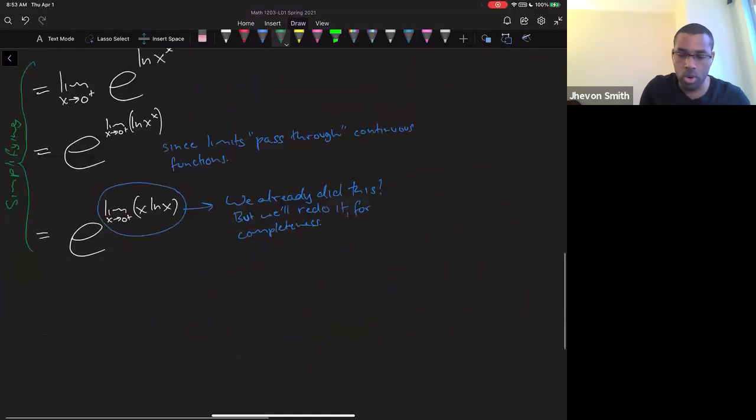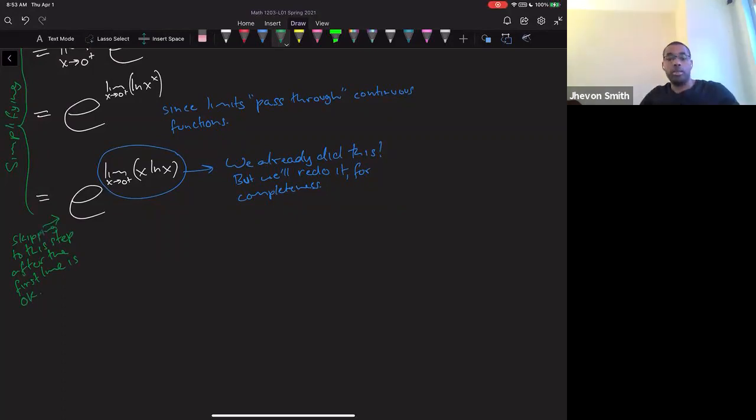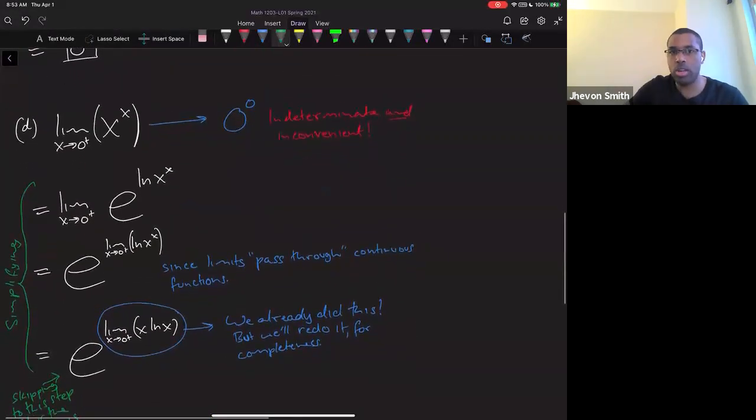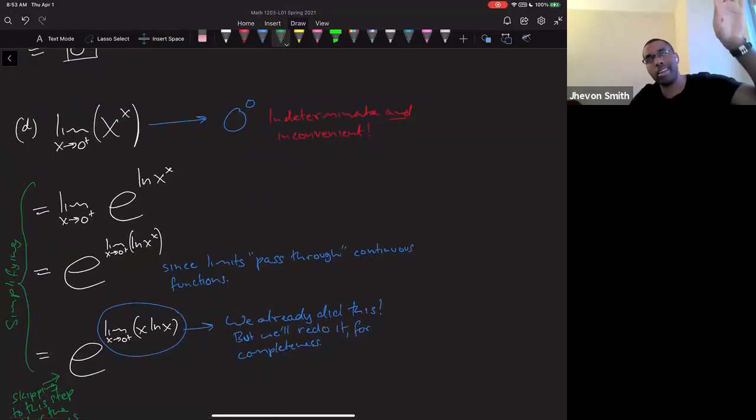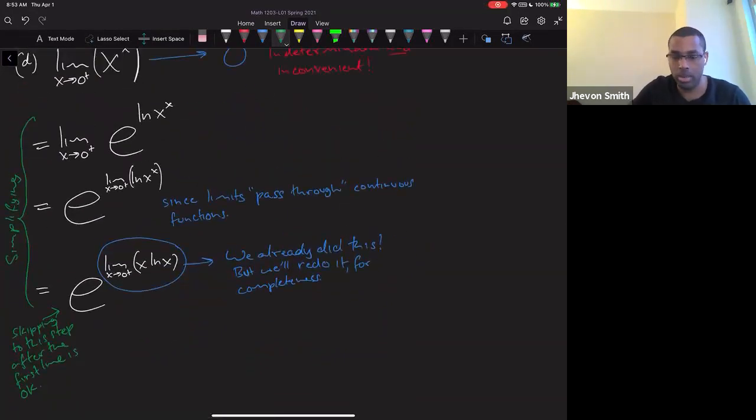And it wouldn't be out of the ordinary to skip to this step after the first line, especially with a little bit of experience and you understand how things work. You know that, oh, okay, I'm going to have the ln of x to the x. That's just going to be x ln x. And then I put e raised to that. And so jumping to this line right here isn't going to be a problem in general.